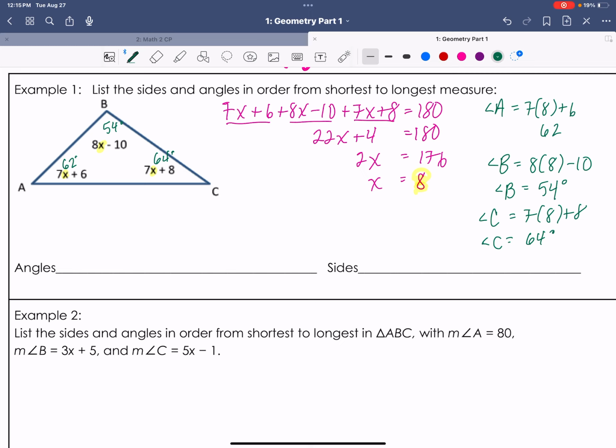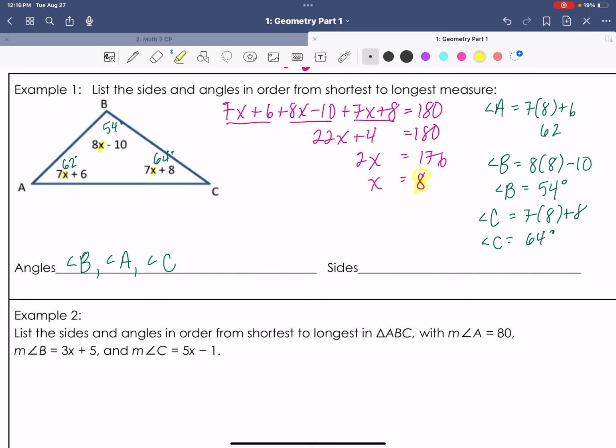Now we can go ahead and start to order them. We'll go ahead with the angles first. I've got angle B, because that's the largest, or sorry, the shortest, because we went shortest to longest. Then I've got angle A, which is in the middle. Then angle C is the largest. All right, now that we know this information, we can figure out the length of the sides.